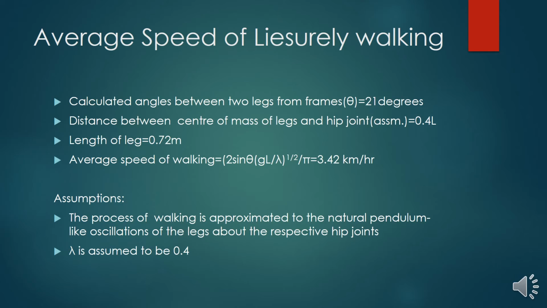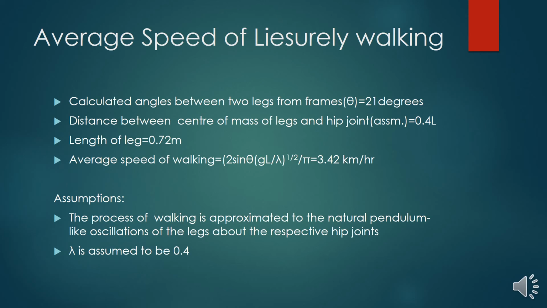So after calculating the foot pressure, we approximated the average speed of leisurely walking by assuming the movements of the leg to be similar to a natural pendulum, which makes oscillations about the hip joints. So we calculated the angle between two legs to be 42 degrees. So the angle from the axis of a single leg was calculated to be 21 degrees.